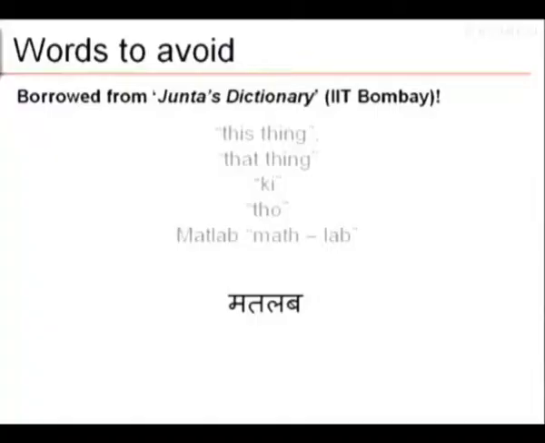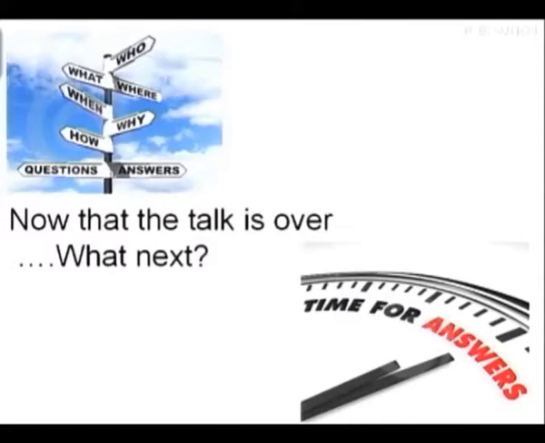Now, avoid certain words which are very, very common. This thing, that thing. Avoid this thing, that thing, ki, to, matlab, all in the talk. These are uncalled for words. Try to minimize those. It might come, but don't worry. But try to minimize. In the long run, you should not be using these words in the talk. Ki, matlab, all that.